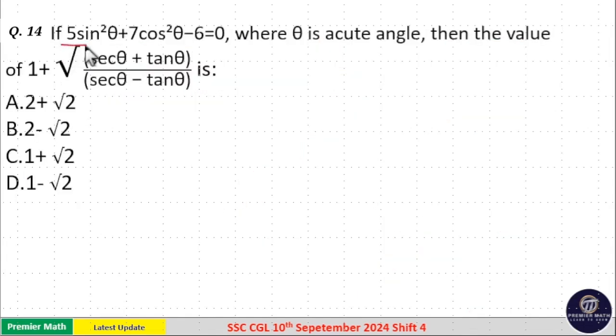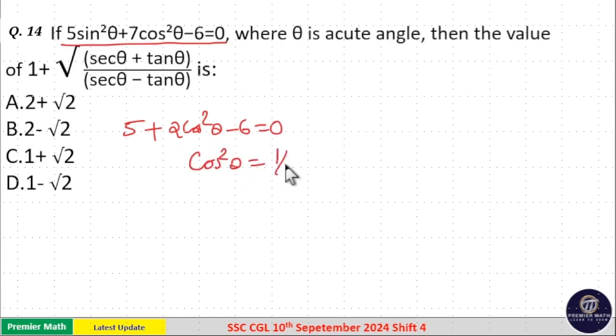If 5 sin square theta plus 7 cos square theta minus 6 is equal to 0, then find the value of 1 plus root of sec theta plus tan theta divided by sec theta minus tan theta. Here 5 sin square theta plus 5 cos square theta is equal to 5. Remaining is 2 cos square theta minus 6, which is equal to 0. Now 5 minus 6 is minus 1. So 2 cos square theta is equal to 1, means cos square theta is equal to 1 by 2. Then cos theta is equal to 1 by root 2, which means theta is equal to 45 degree.